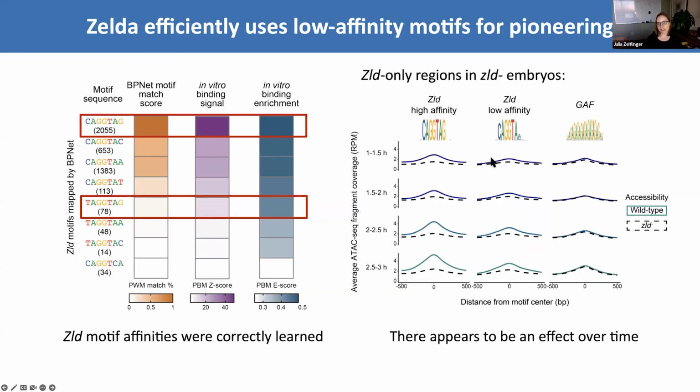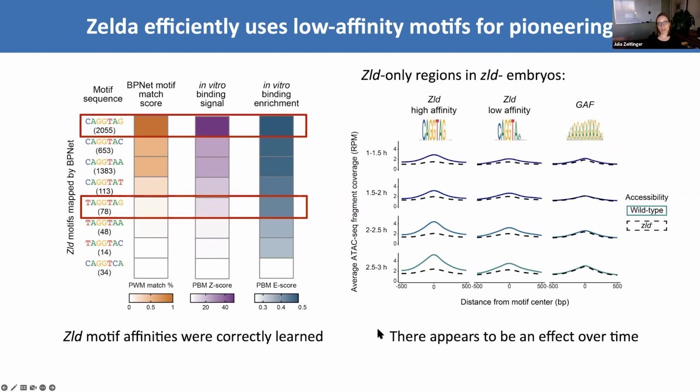When we look at this across many regions to get confidence, we can see indeed that the low affinity motif does drive accessibility, but to a lower extent than the high affinity. I thought that was really cool because it shows that pioneering is very, very precise. And it also gives us a sort of definition of pioneering, because there seems to be a really good relationship between binding and opening chromatin.